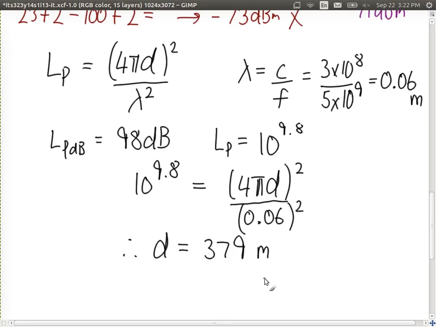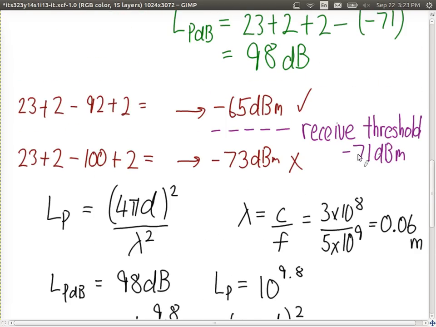If the distance was 380 meters, the path loss will be slightly larger than 98 dB. If D goes up, LP goes up, the path loss goes up, and we said that the limit was the path loss of 98 dB. If it was 99 dB, then our receive power would be below the threshold and we would not receive.